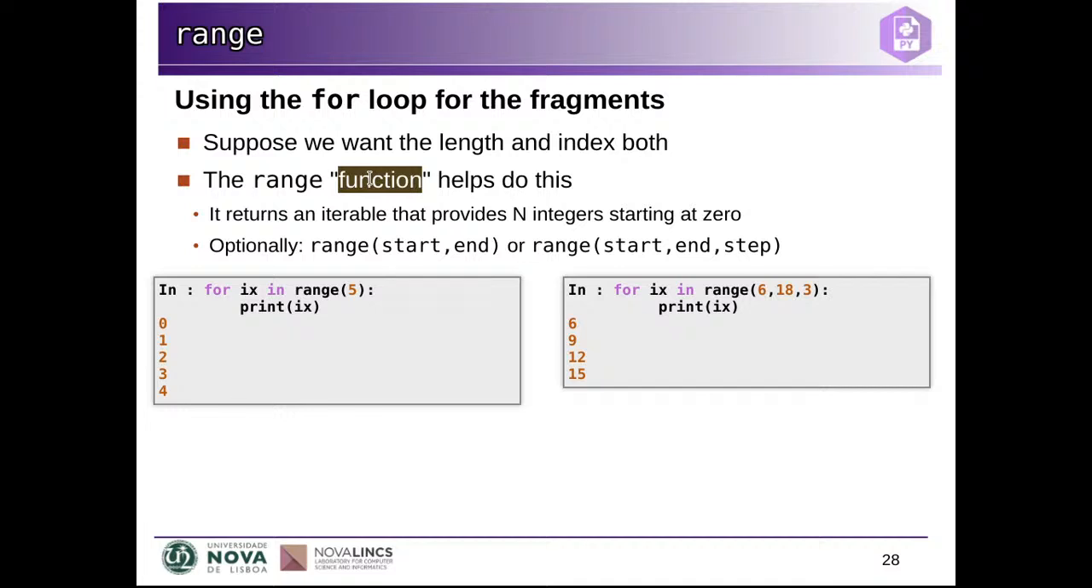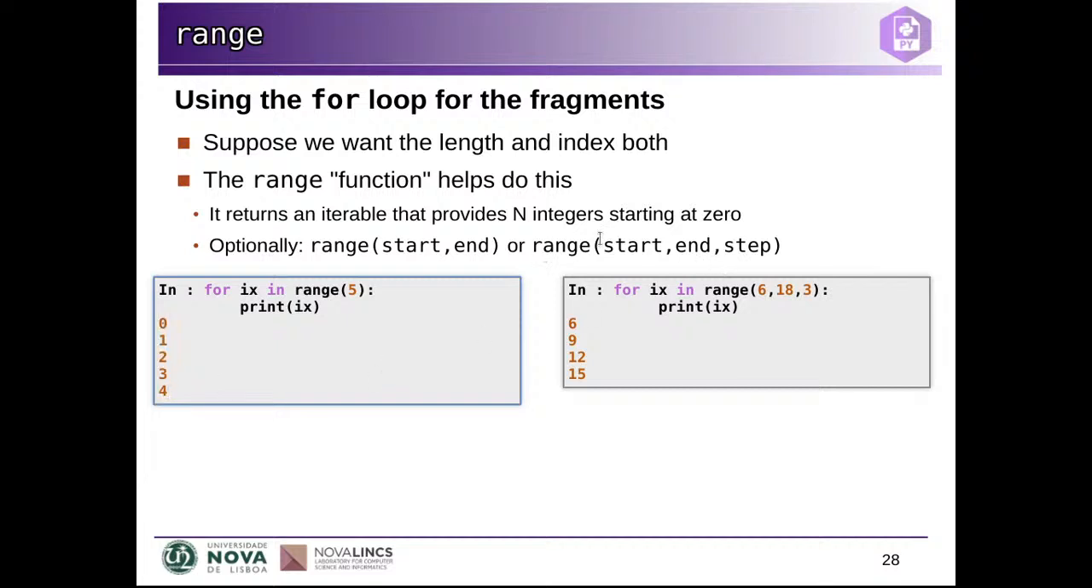This returns an iterable that provides n integers starting at 0. So if you call range with an integer value here, it will give you an iterable that starts at 0 and gives you this number of integers. So in this case, it's 0, 1, 2, 3, 4. And this is exactly the indexes for any array with 5 elements. Remember that indexing starts at 0, so if an array has 5 elements, the indexes of the elements are 0, 1, 2, 3, 4.